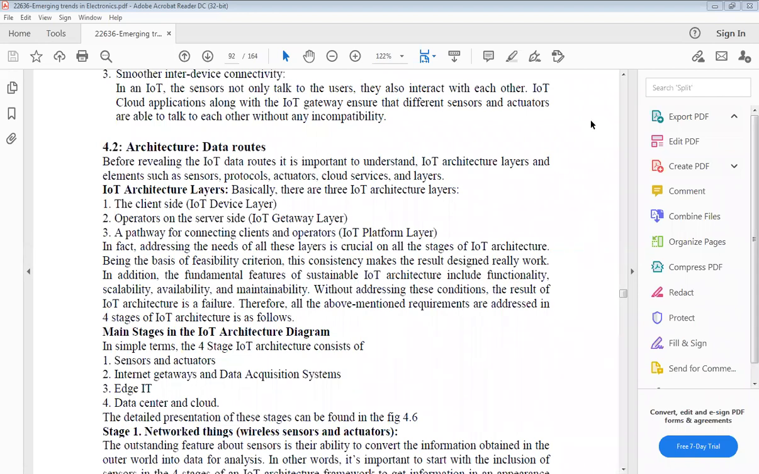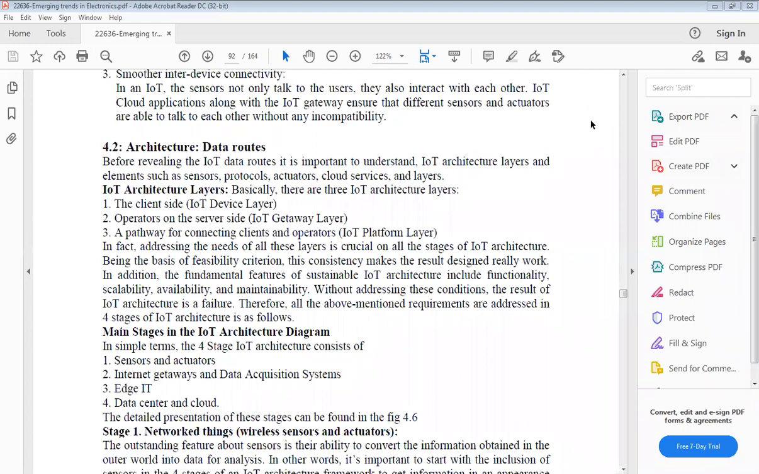In addition, the fundamental features of sustainable IoT architecture include functionality, scalability, availability, and maintainability. Without addressing these conditions, the result of IoT architecture is a failure. Therefore, all the above mentioned requirements are addressed in 4 stages of IoT architecture. So the 3 IoT architecture layers that we have mentioned above, that is client side, server side, and a pathway, are again distributed in 4 stages of architecture. 3 layers are distributed in 4 stages.